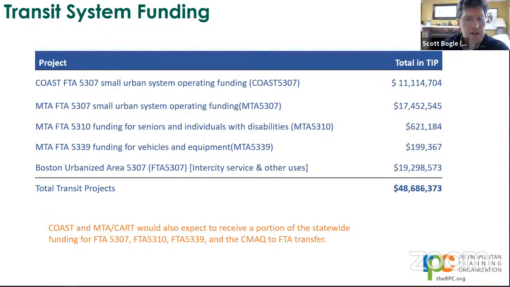As the note at the bottom includes, I think this does not include the section 5310 funds that both CART and Coast receive through the state that support the work of the RCCs and the supplemental funding for seniors and folks with disabilities. The 5310 and 5339 funds that you see here under MTA are actually funds that come directly to CART and now CART and MTA through the Nashua Urbanized Area.